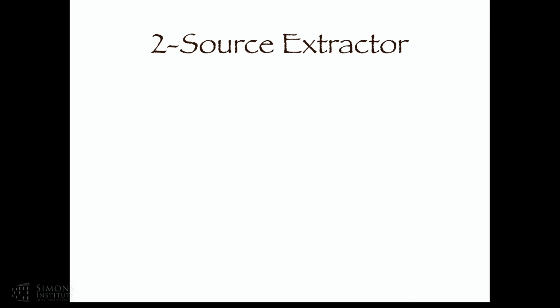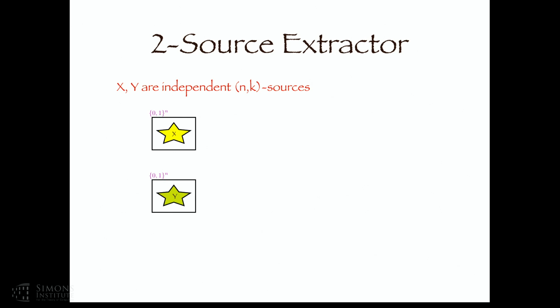All right. Now let's go to the focus of this talk, which is two-source extractors. The setting is the following. {0,1}^n is the set of all n-bit strings. You have two sources X, Y, which are independent, and they're (n, k) sources. So they are distributions on n bits, and they have min-entropy at least k, which means they place weight at most 2^-k on any string. The extractor gets one sample from X, one sample from Y. And again, for this talk, I'll just focus on extracting one uniform bit. But in general, the goal is to extract more bits.